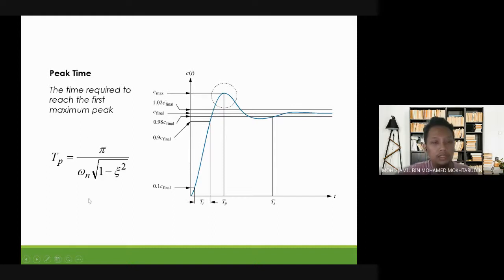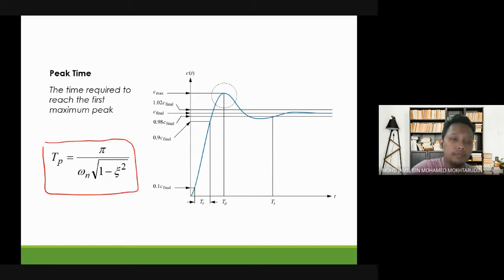Formula ni, macam mana nak hafal, pandailah. Sebabkan exam online, kita tak bagilah list formula. Pandai cari dalam nota. Dah ada dah circle.